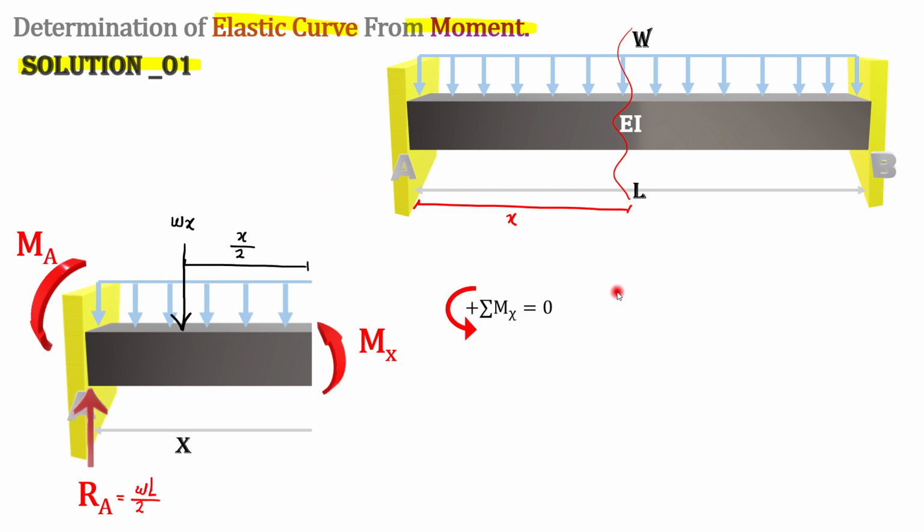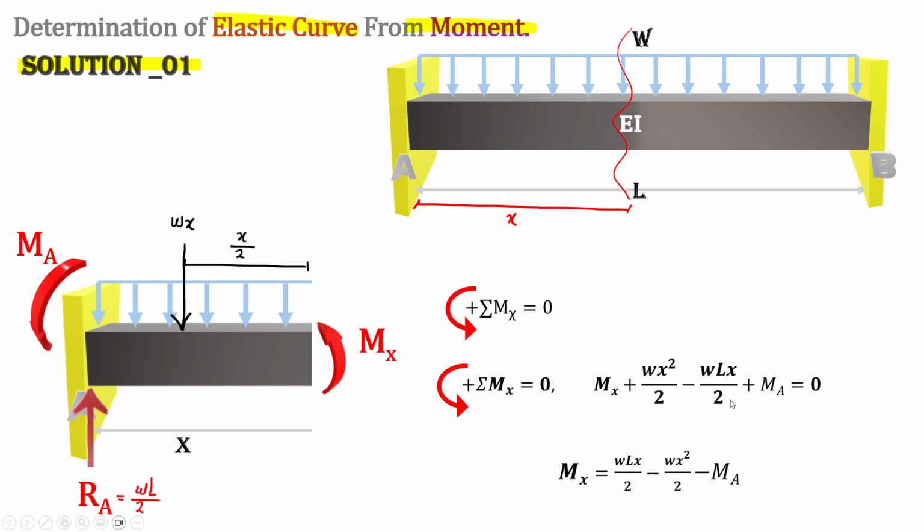Then the summation of moment, with counterclockwise as positive for our arbitrary section, including the Mx itself, goes to 0, so it just gives us Mx plus Wx squared over 2 minus WLx over 2 plus MA equal to 0. So this is our Mx, which is positive, plus Wx times x over 2, this moment, minus the moment developed from the Ra, which is clockwise, that's a negative, plus MA, which is again counterclockwise, that's a positive moment.